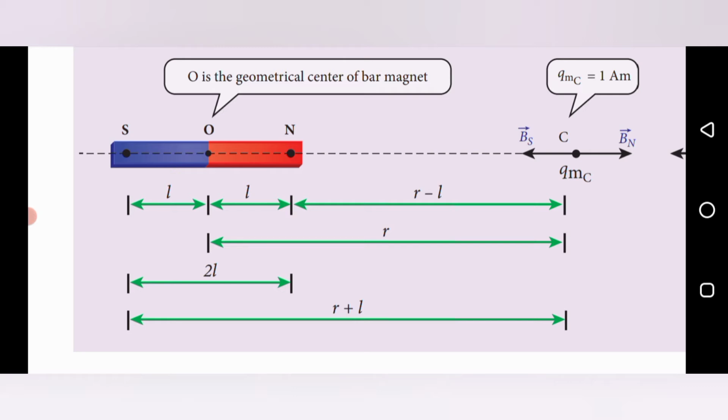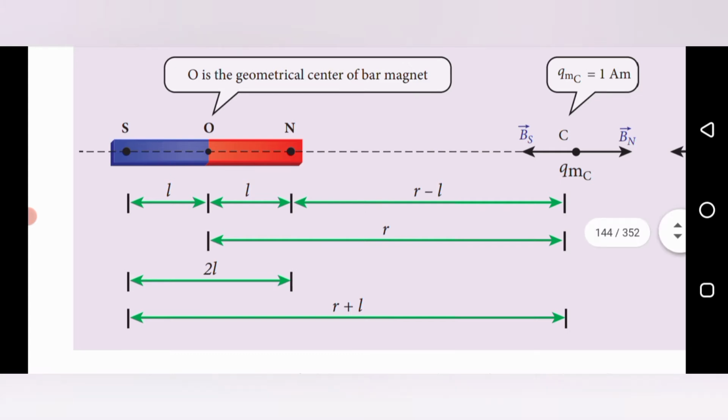You already know that the dipole has a length of L and L, that is, totally 2L. From the center point to point C, the distance is considered as r. The remaining distance from the north pole to point C is r minus L, and from the south pole to point C is r plus L.